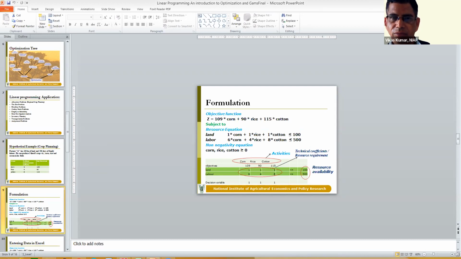So in that case, we are having only the formulation slide. Yeah, that's what I said, formulation slide. I'm on the formulation slide only. Okay. Yes. Okay. Sir. Okay.